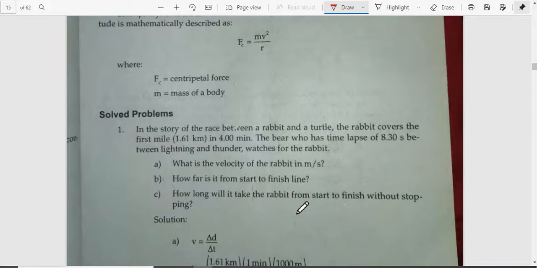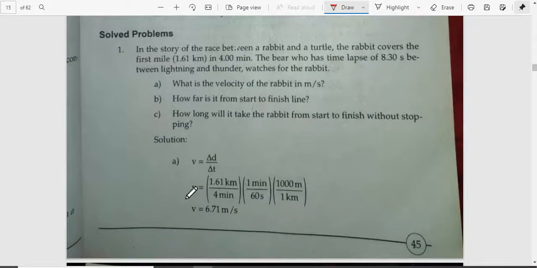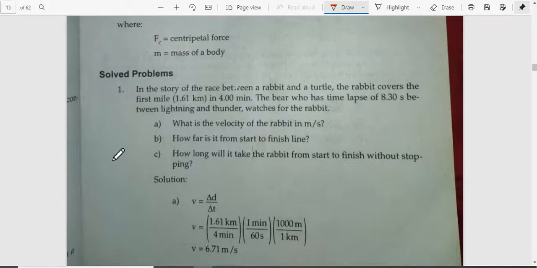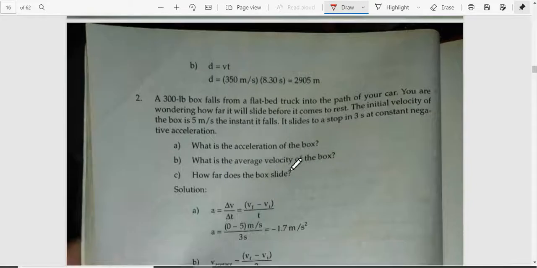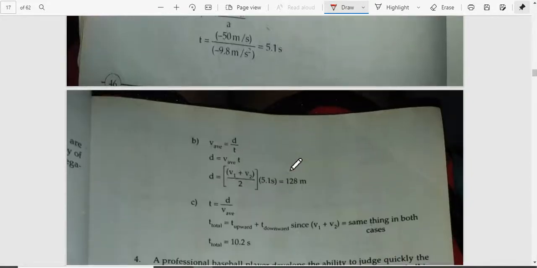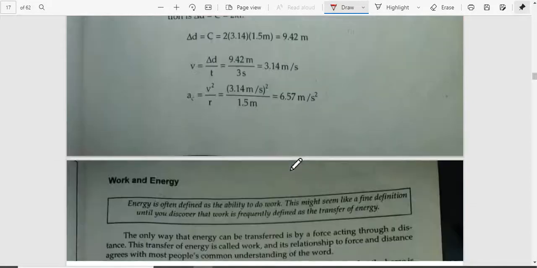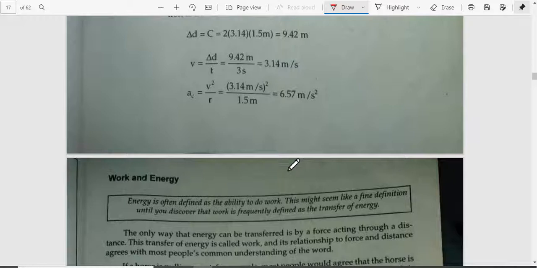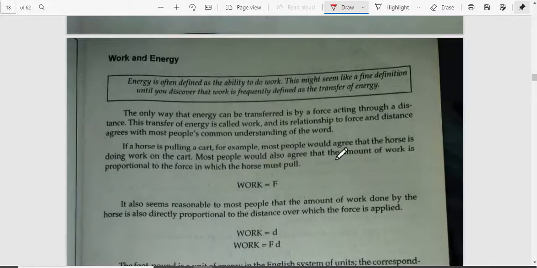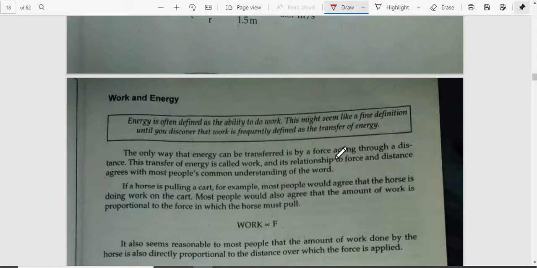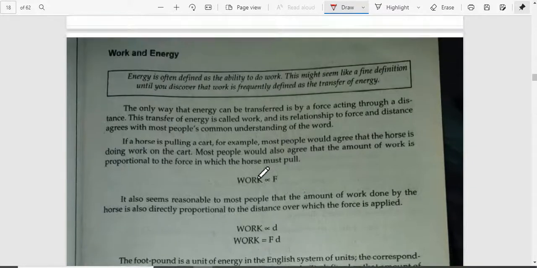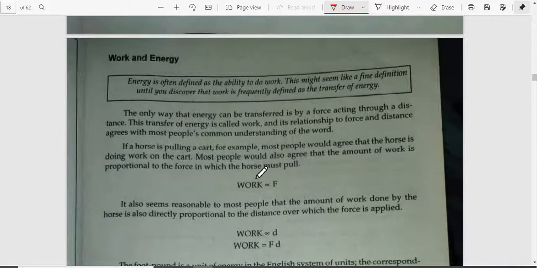So we have here examples of solved problems so that the discussion is better understood and we save time. Okay, so it is in our module. In our class I will not have you solve these, especially if you're dealing with angles. So let's now move on to work and energy.